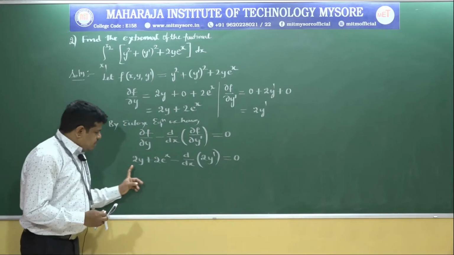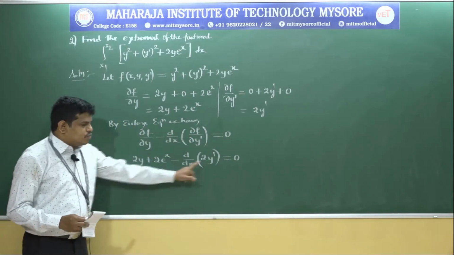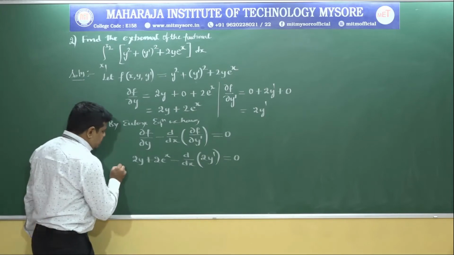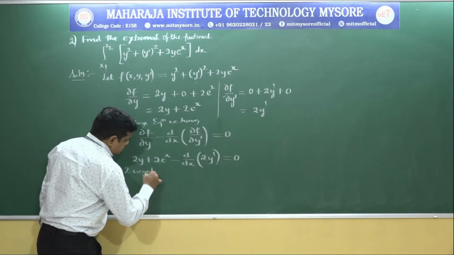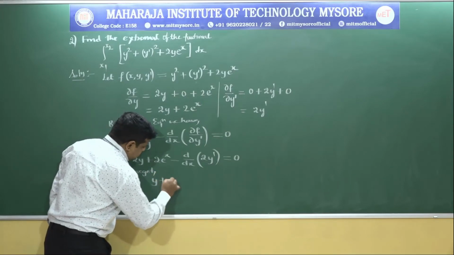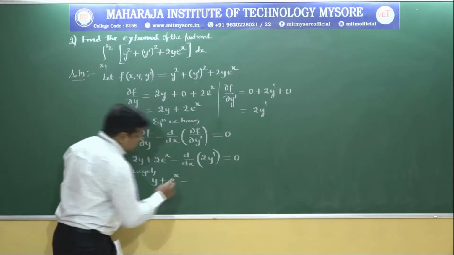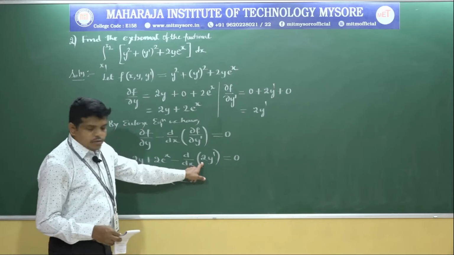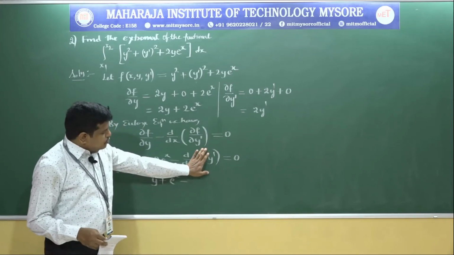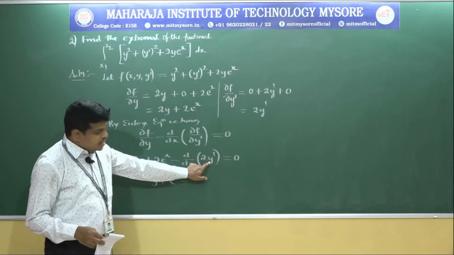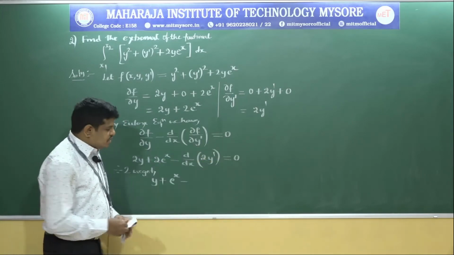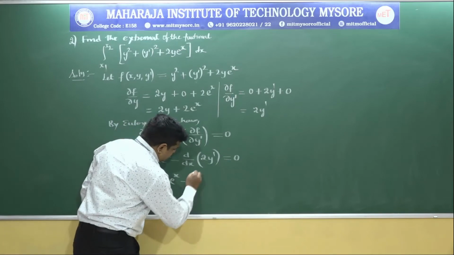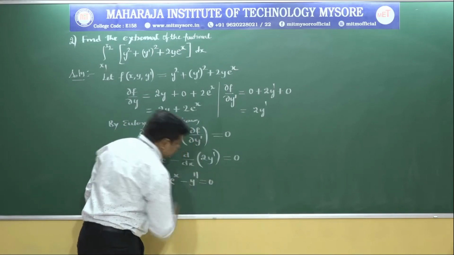Just observe here, we can get rid of 2 here. Dividing the entire equation by 2, we get y plus e power x minus, here dividing by 2, we get rid of 2. Next, y dash is nothing but the first derivative. If you differentiate y dash again, we get y double dash. This y double dash equals 0.